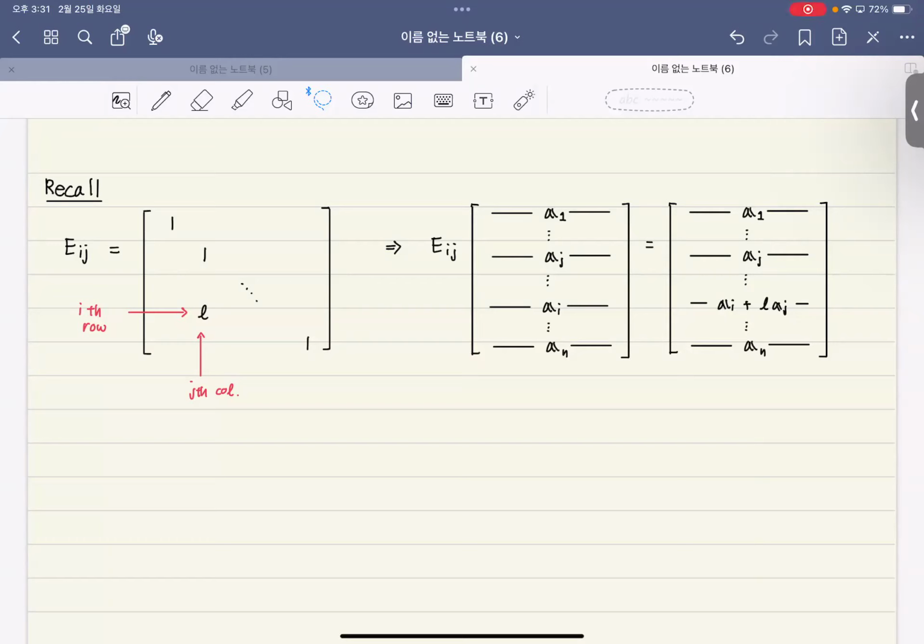Using these elementary matrices, I will try to show you how to perform the forward elimination using these elementary matrices.